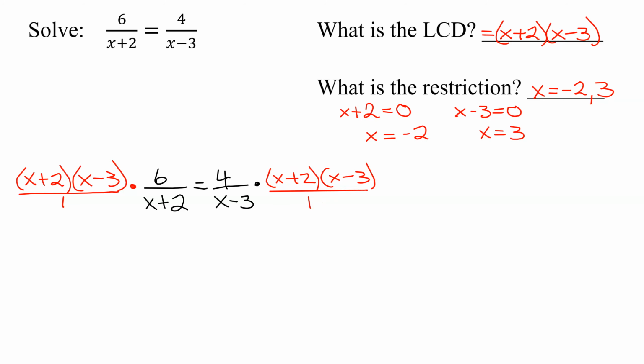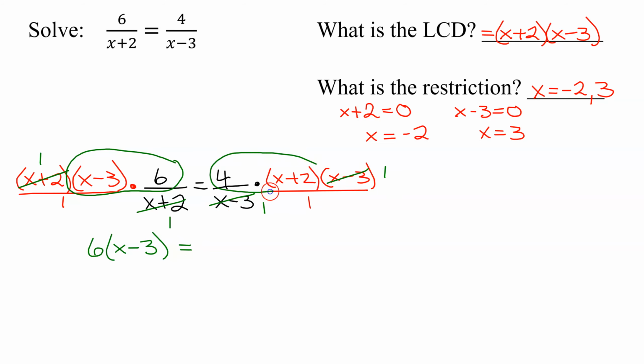So now I'm ready to simplify. On the left-hand side, on this term, the x plus 2's reduce, and I get left with 6 times x minus 3. Don't forget that x minus 3 must be in parentheses. Equals, on the right-hand side, the x minus 3 reduces, and I get 4 times x plus 2. So now I've cleared my denominators. All I have left is a simple linear equation.